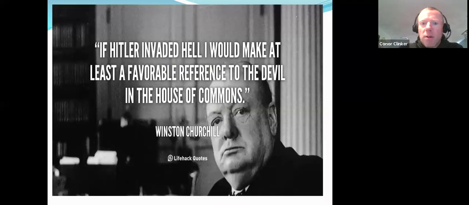And this is the Prime Minister of Britain at the time, Winston Churchill. You probably heard of him, laying out that thought process using an analogy. If Hitler invaded hell, I would make at least a favorable reference to the devil in the House of Commons. In this analogy, hell is the Soviet Union and the devil is Stalin.